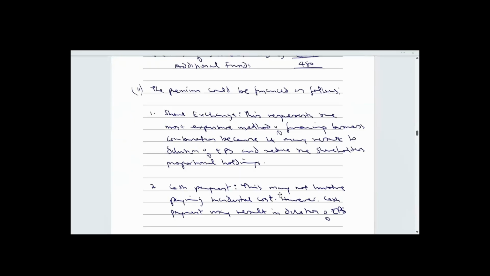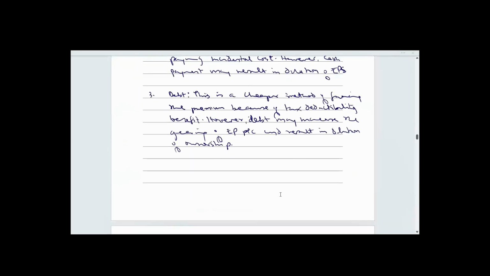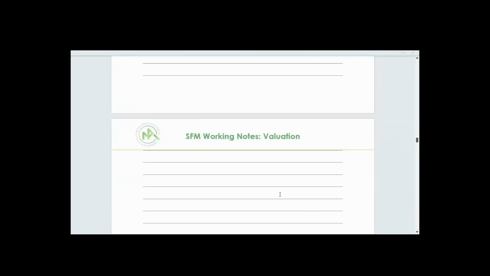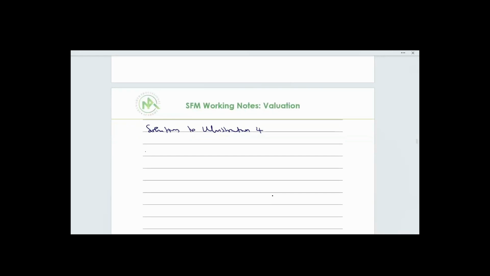Okay. This is the solution to illustration number 4. Solution to illustration 4. So Arsenal PLC.